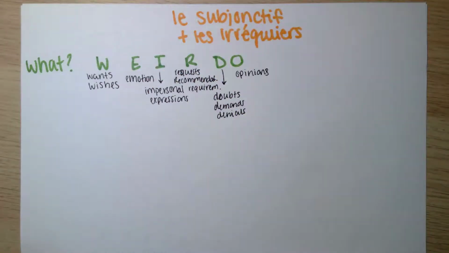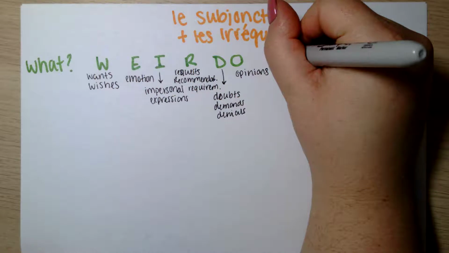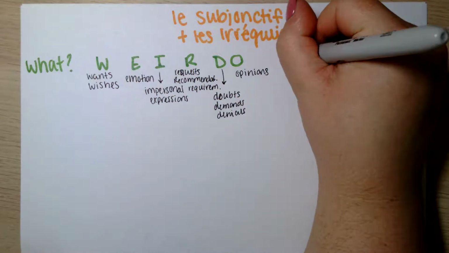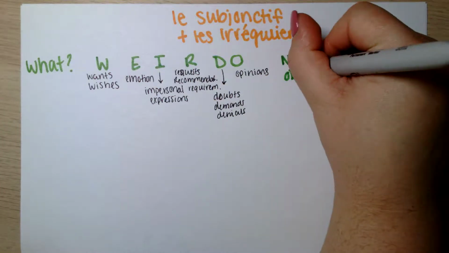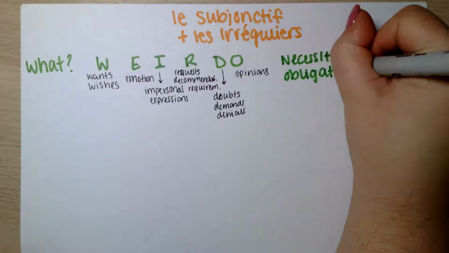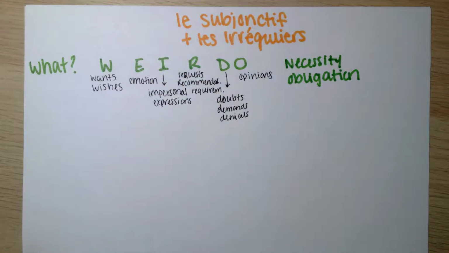I know this looks like a big list, so I'm going to write out two main things. If you can remember to use the subjunctive with necessity and obligation, that is going to pretty much cover most of those. So necessity and obligation. All right.